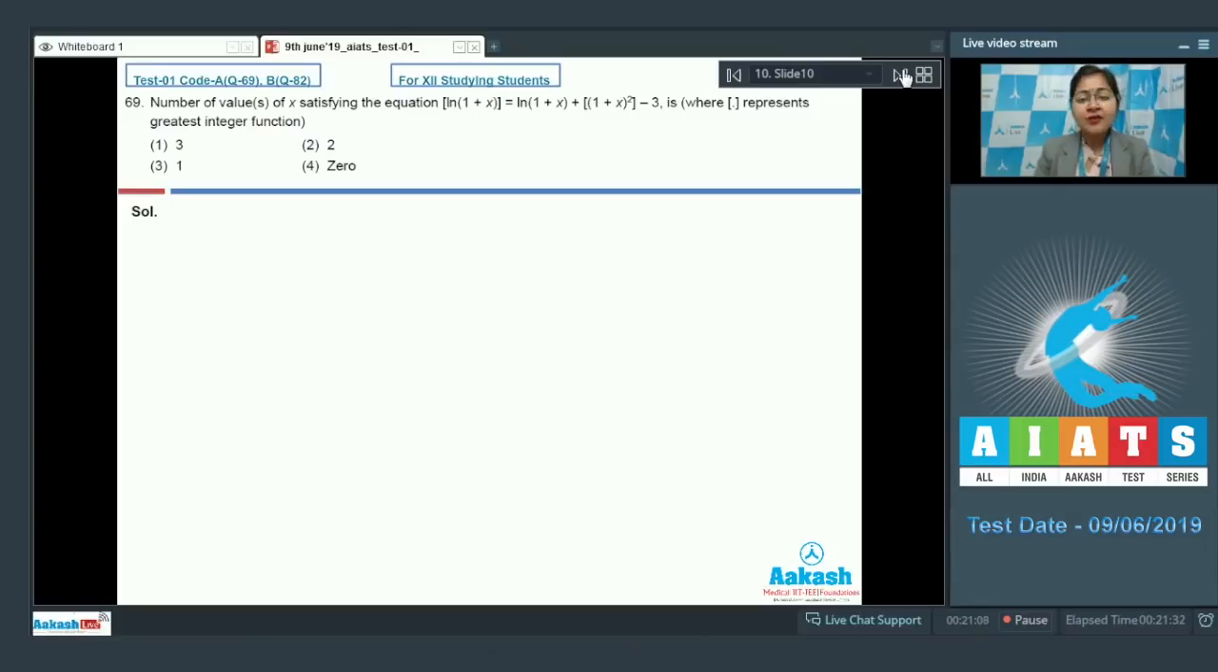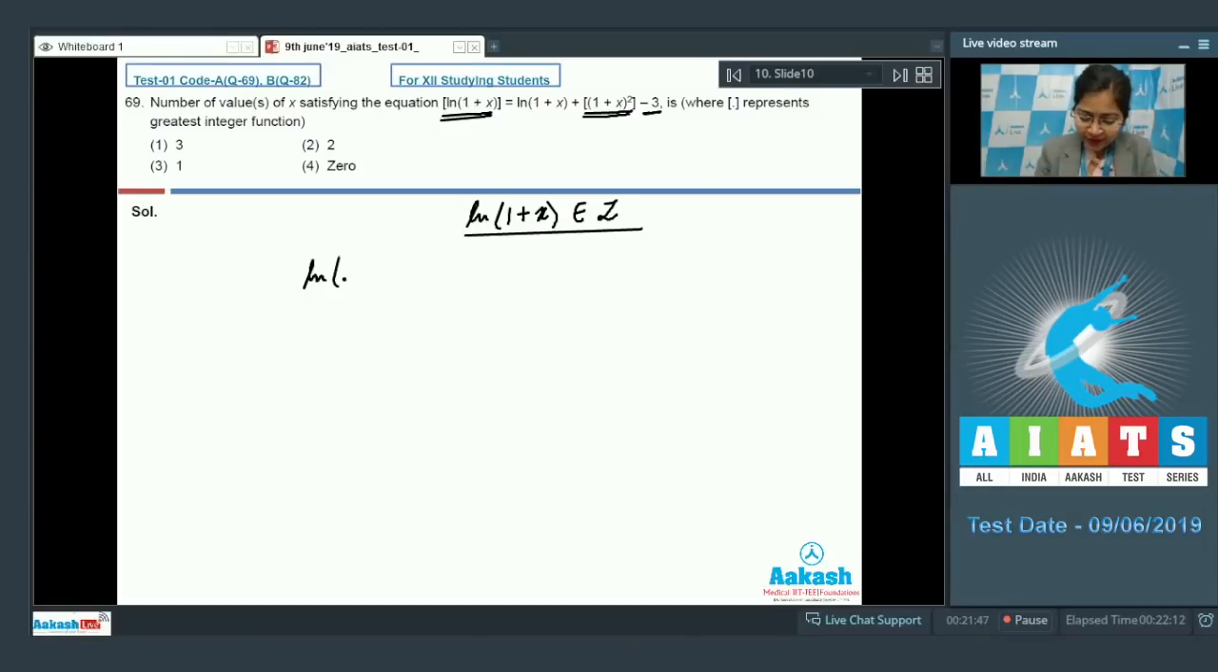Now here, the first thing we have to analyze is that the value on the left hand side is an integer, and this is also an integral value and this is also an integral value, which means that ln of 1 plus x should also take an integral value. Only then the equation can be satisfied. Now we have ln of 1 plus x belongs to integers, right? Now if ln of 1 plus x is an integer, then there is no point of writing GIF on it. So GIF on the left hand side can be removed.